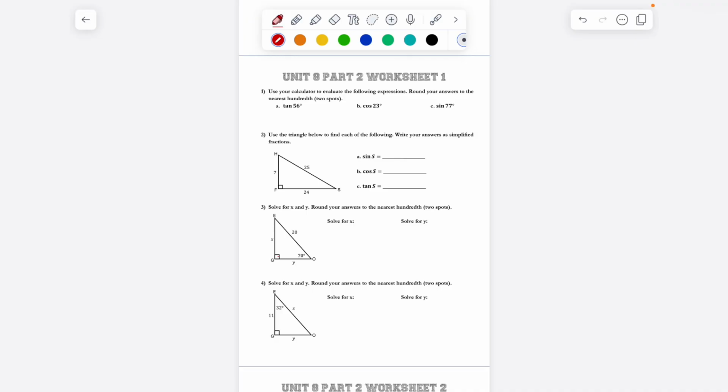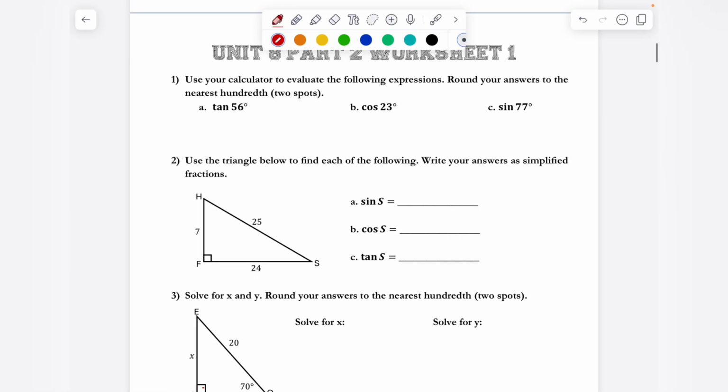All right, so hello. I am going to make a quick video going through worksheet 1. I had a lot of students out for the first lesson, and trig is just a little complicated to go into without some explanation.